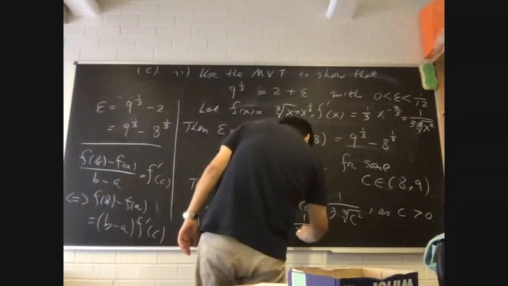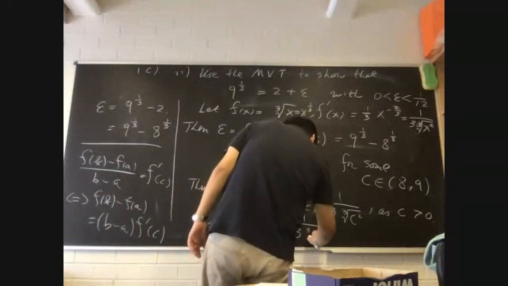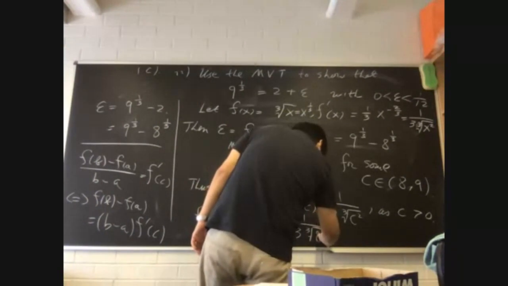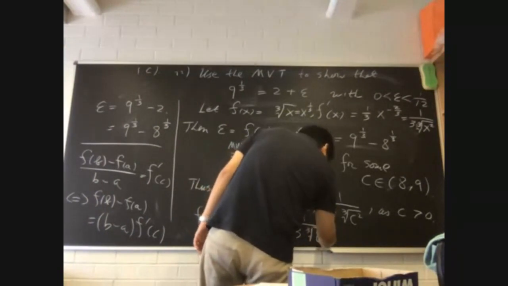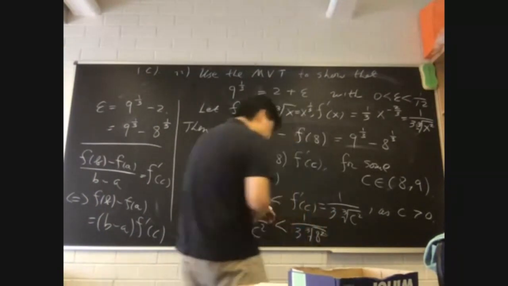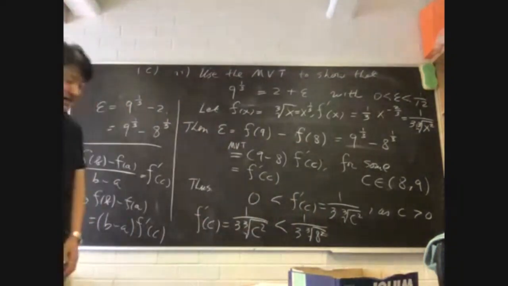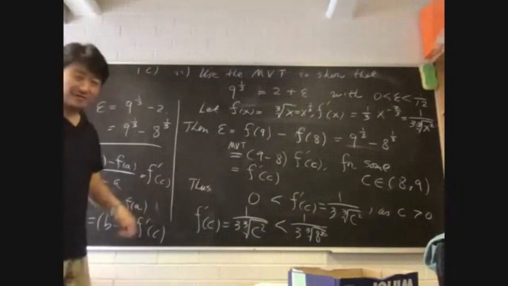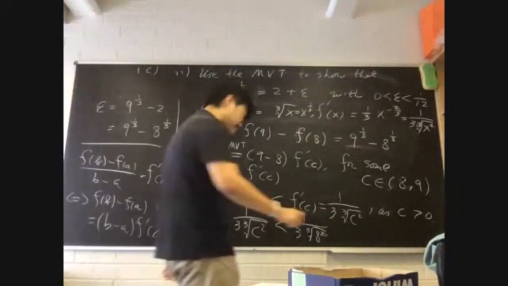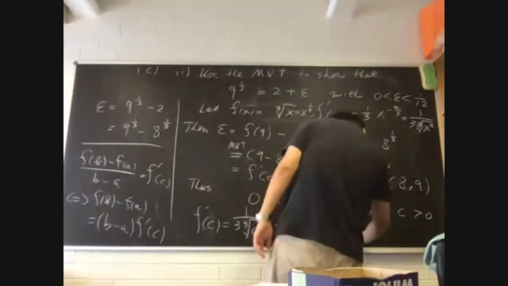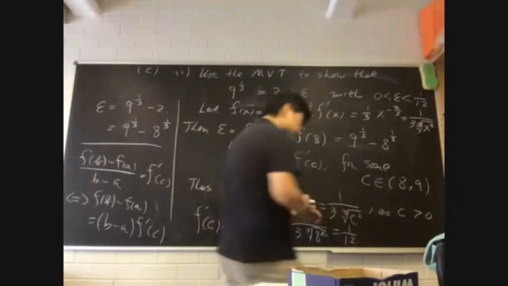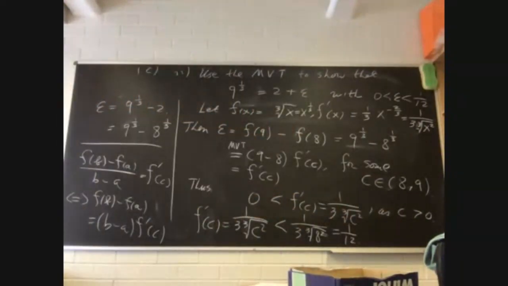So 1 over 3 times the cube root of 8 squared. Well, 8 squared is 64, and take the cube root, that's 4. So it's 1 over 3 times 4, right? So that's 12. All right, so what do I have?